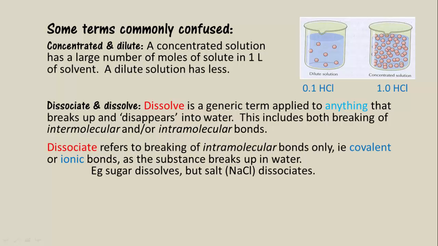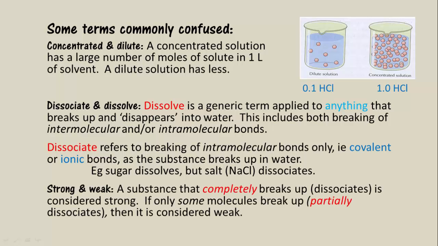Essentially, dissociation is a subset of dissolving. Sugar and sodium chloride both dissolve as bonds are broken as it moves into the solution. Sugar breaks intermolecular bonds, and sodium chloride breaks ionic bonds. But only sodium chloride dissociates, as this involves the breaking of the intramolecular ionic bond. Don't worry if you get these two terms confused. I will accept either term used at this stage. The difference between them is quite subtle.